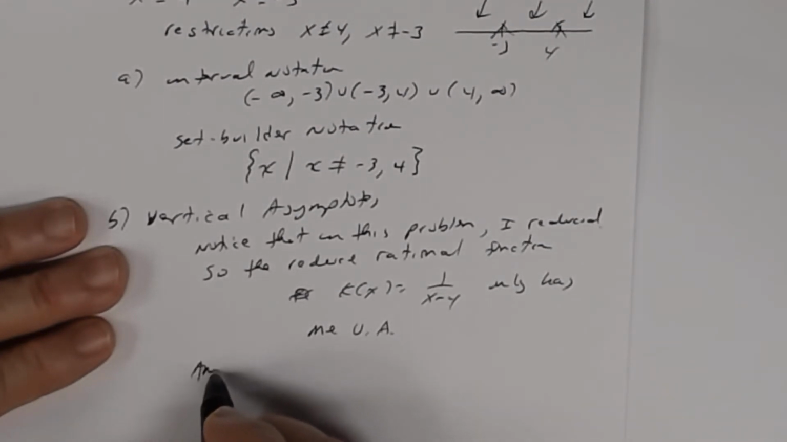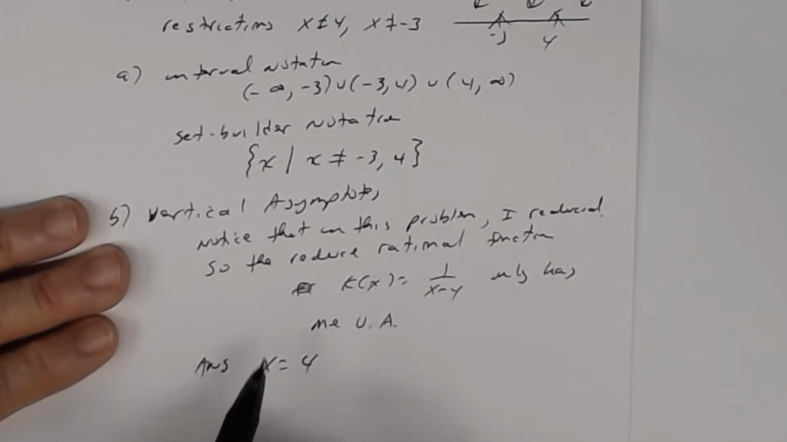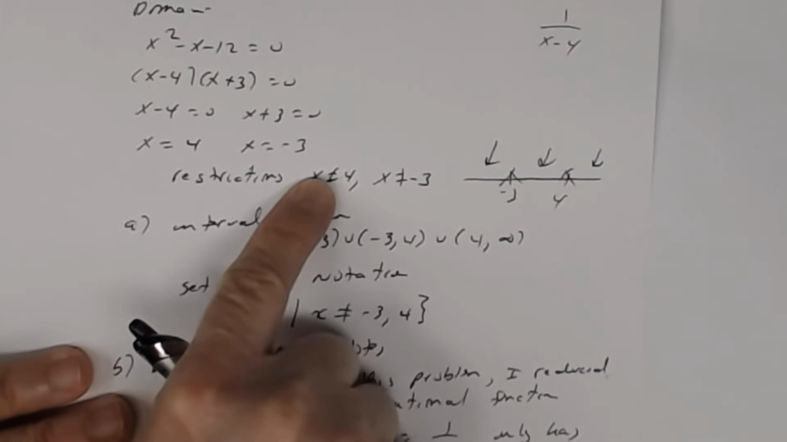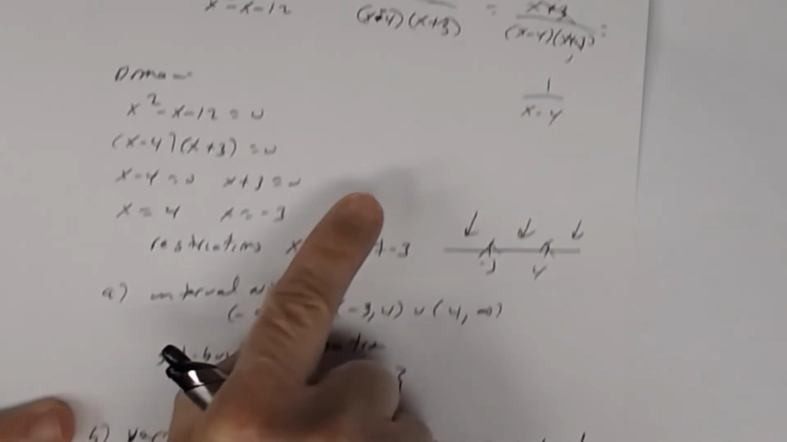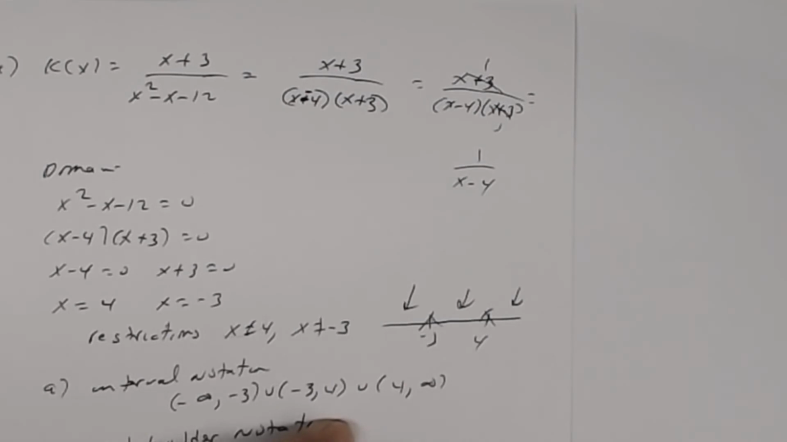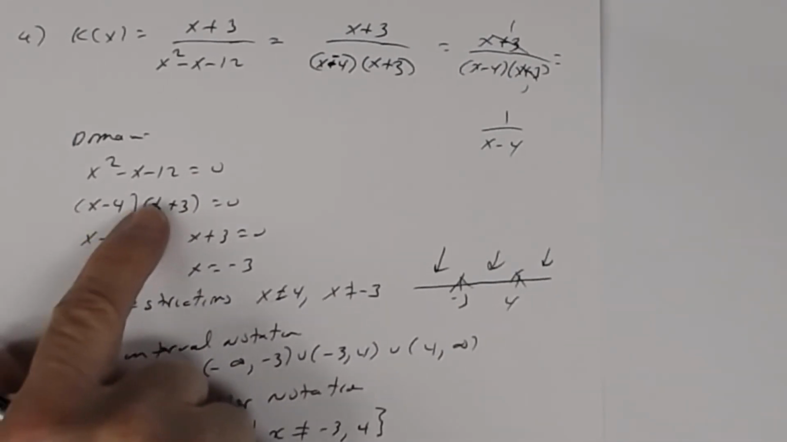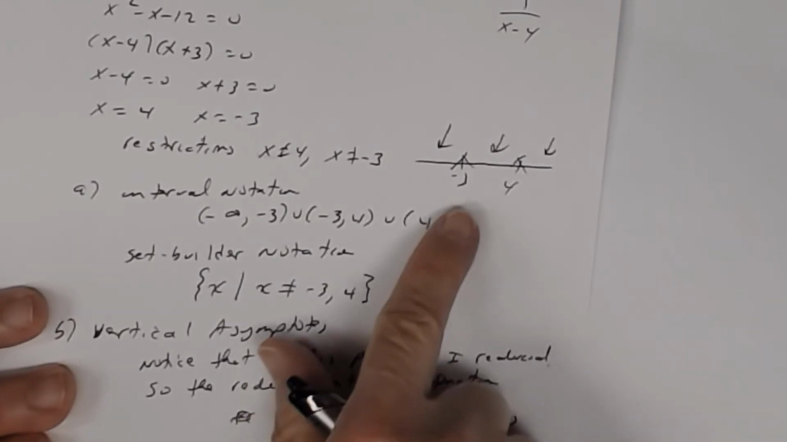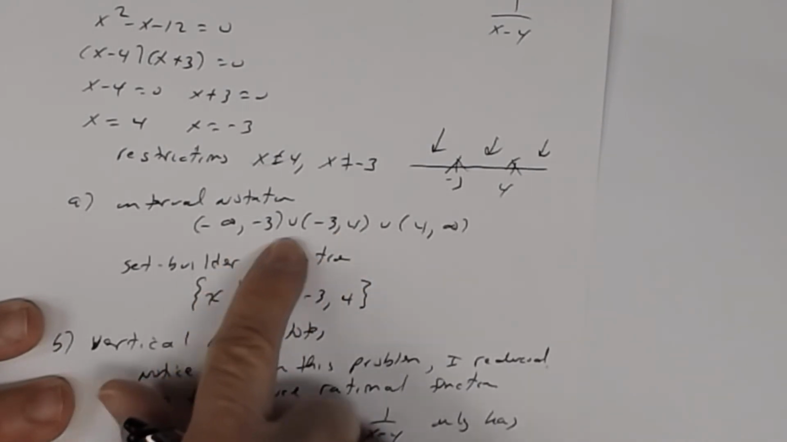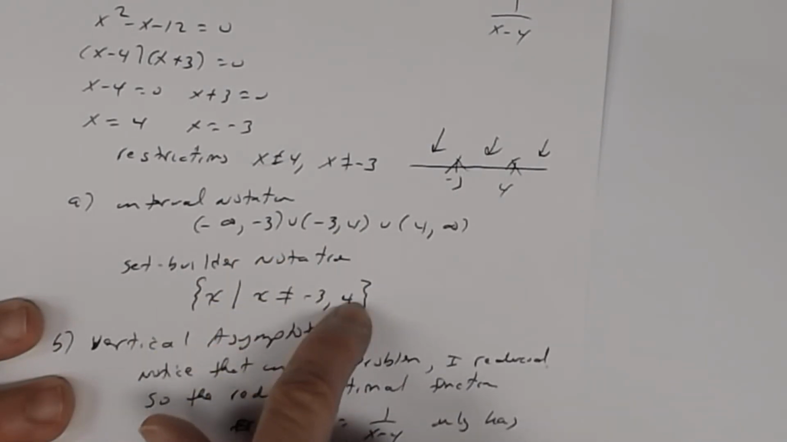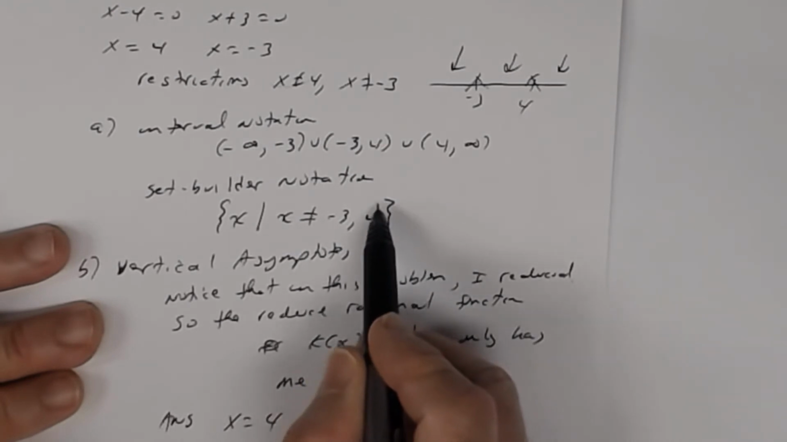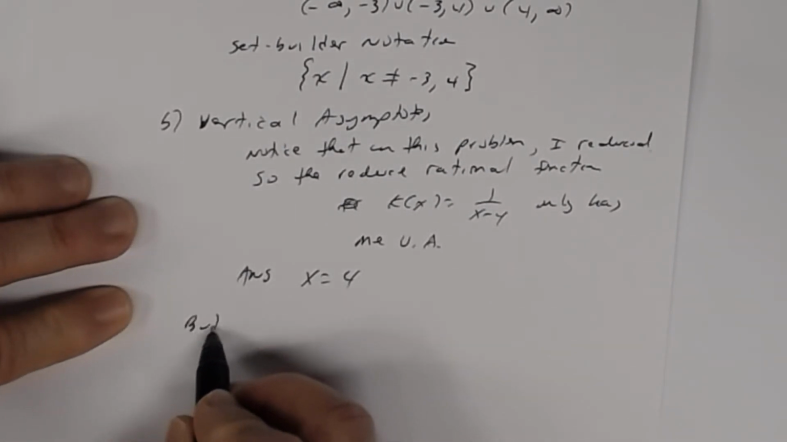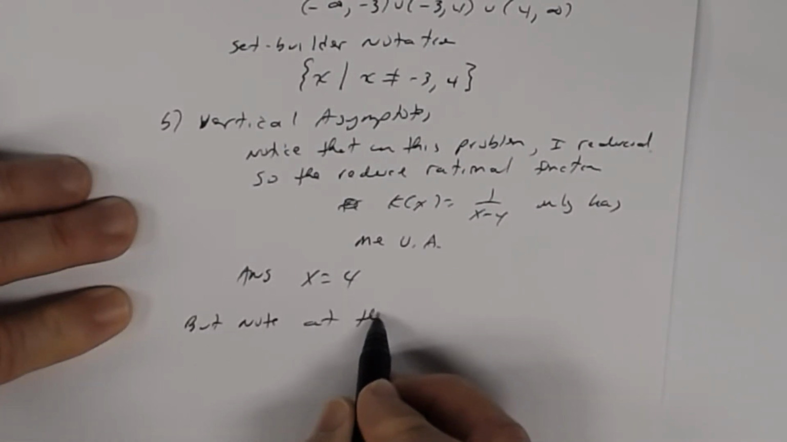And so the answer is going to be x equal 4. So x equal 4 is this restriction. This restriction is the only vertical asymptote because I reduced the x plus 3's. So to find the domain, you're still going to use those restrictions. Okay, so the domain is still all real numbers except -3 and 4, except you're going to have a vertical asymptote at 4.